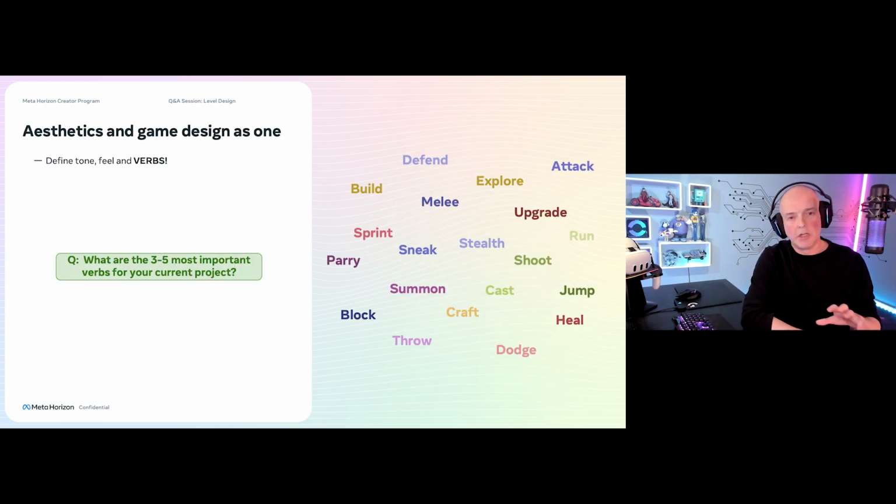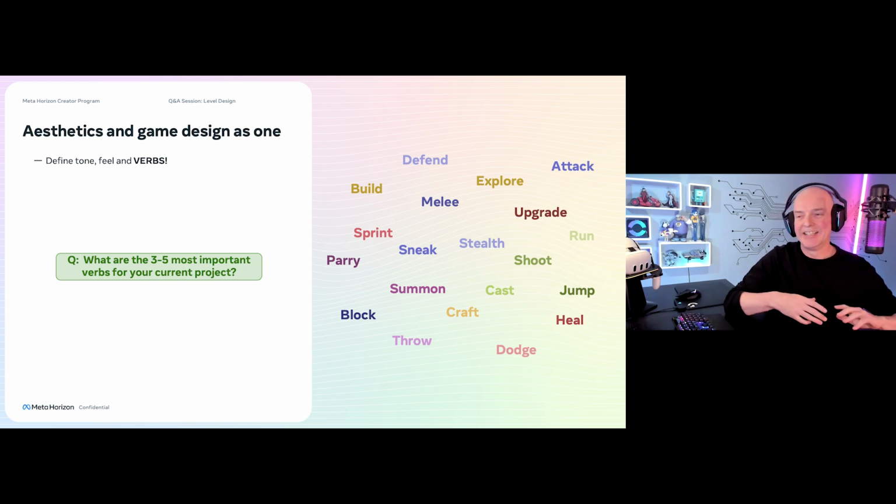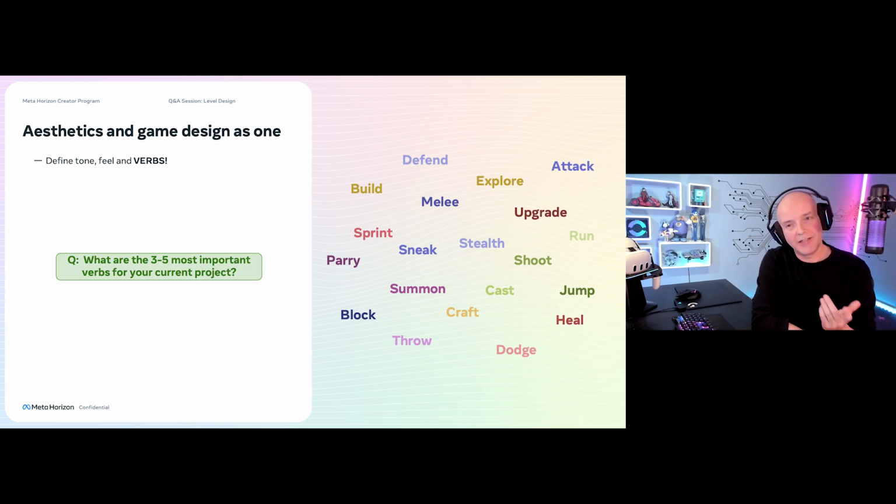When we think about aesthetics very early on in level design, what I find is super important is defining not only the tone and the feel of the world that you're building, but also considering the verbs. So what really is the player doing? What are the kind of actions within the world? It might be exploring, as in the world Caldera, or jumping, or summoning, or shooting. Did we get any answers to what people's verbs might be for their current projects?